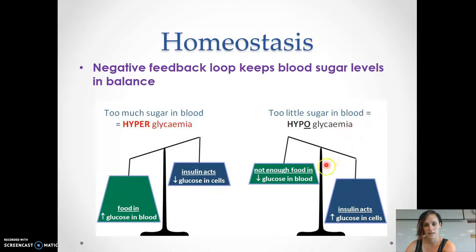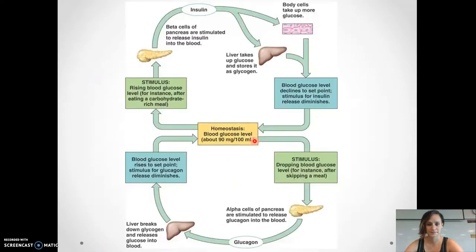The flip side of that is, if suddenly I'm coming up to lunch, I'm really, really hungry, then my insulin levels aren't going to do anything because there's no sugar for them to start to store. So the flip side is we need to have that glucagon releasing the sugar. Right, so there's our negative feedback loop.